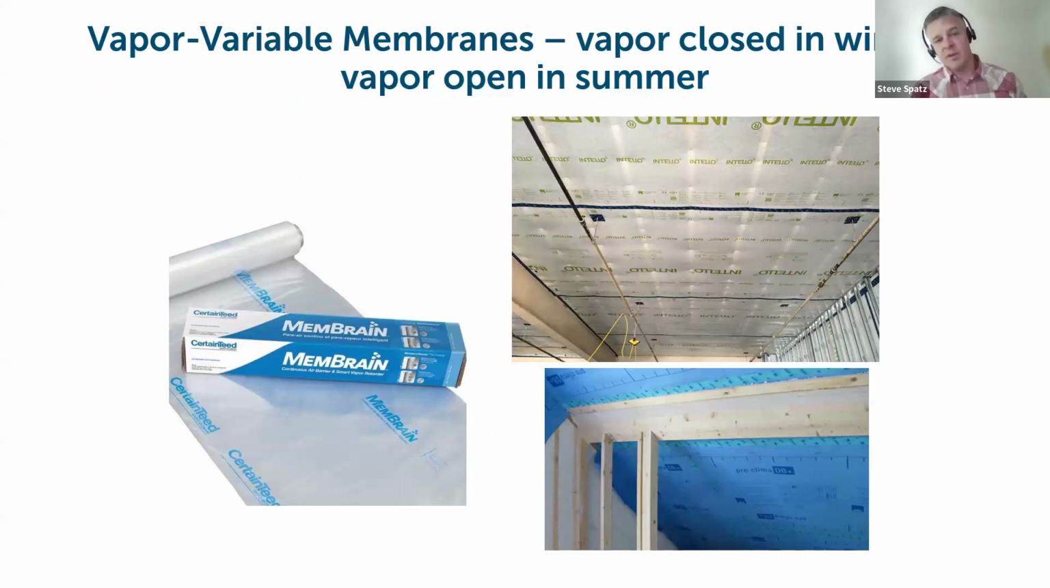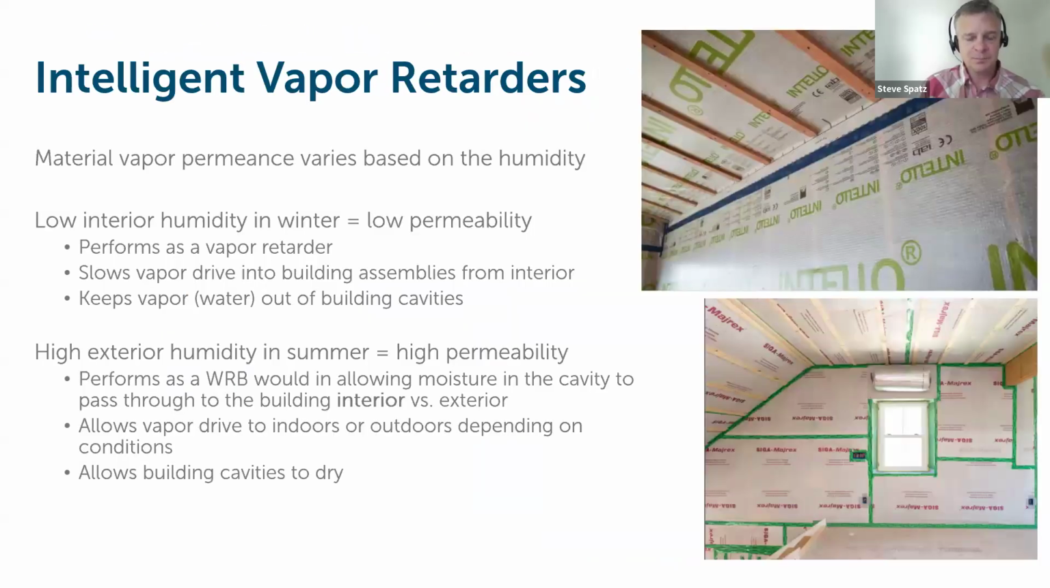Vapor variable membranes are products that have been around now for at least the past decade in our market. In the Northeast, we started to see products from Europe come over about 2013 or 2014. There are also manufacturers in North America making these products, and more players coming into the market right now. As well, Benjamin Moore has just come out with a vapor variable membrane.